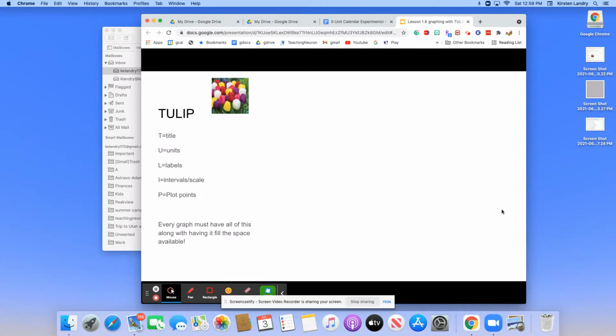So let's jump in. To start with, we call this TULIP. We call it graphing with TULIP, like the flower. T stands for title, U stands for units, L is for labels, I is for intervals or scale, and P is for plot points. You have to have all of this on there. Also, I really want you to practice, and I'm going to be pretty picky about this, and I think Ms. Parker and Mr. Newman are as well, but you need to make sure that your graph fills the space available. Don't make it tiny, because we look at a lot of these.